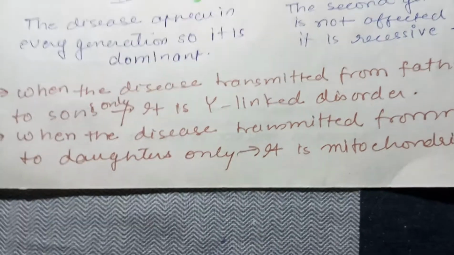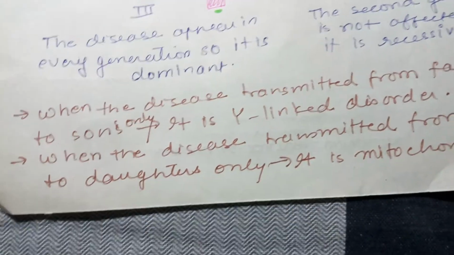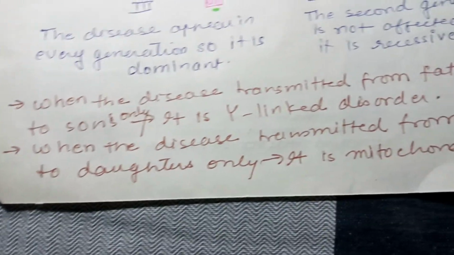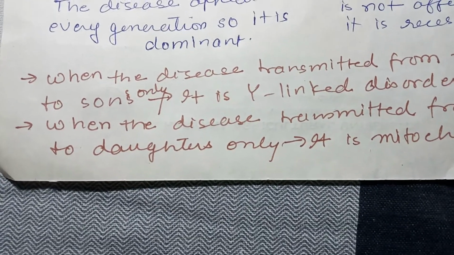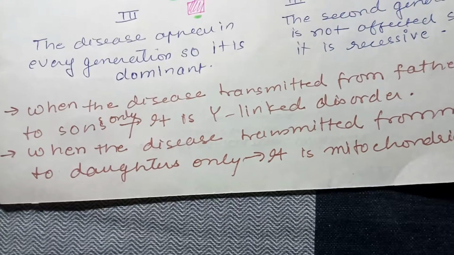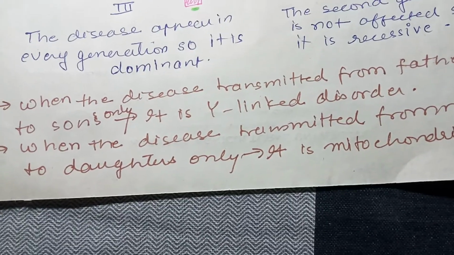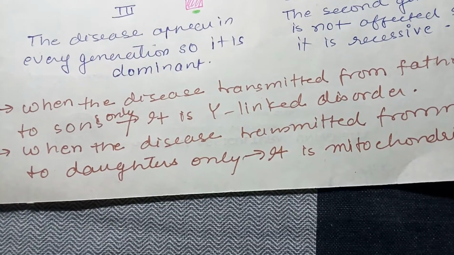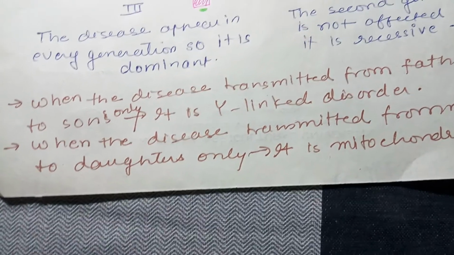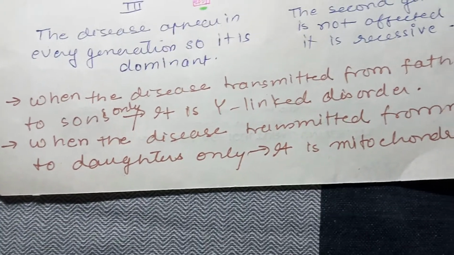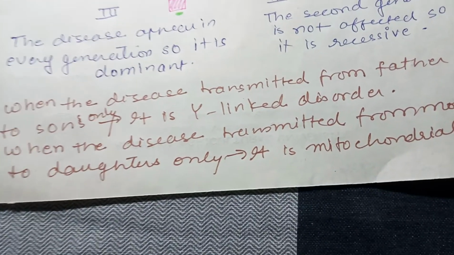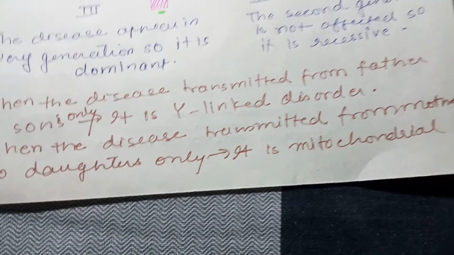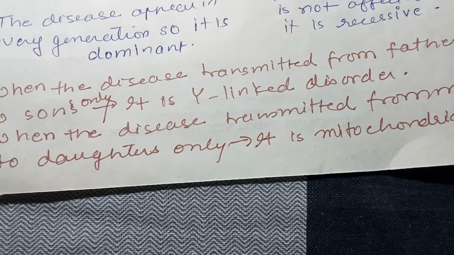Now this is something which is not part of the syllabus, but it is just for your information so that you can distinguish it from the other 4 situations that we have already discussed. When the disease is transmitted from father to son only, it is a Y-linked disorder. We don't have Y-linked disorders in our syllabus. When the disease is transmitted from mother to daughters only, then it is a mitochondrial linked disorder.